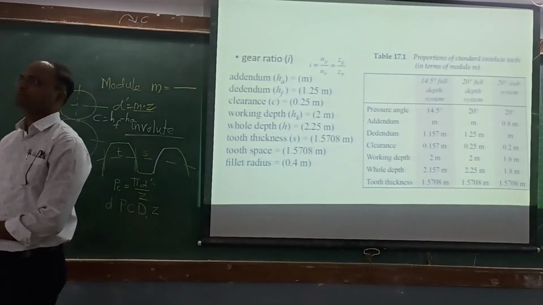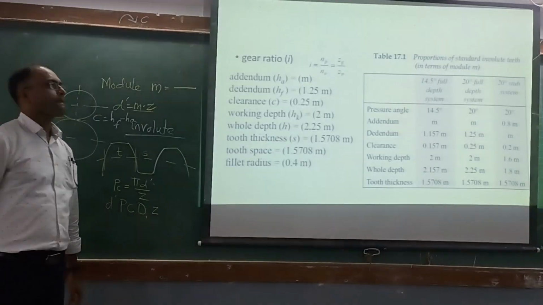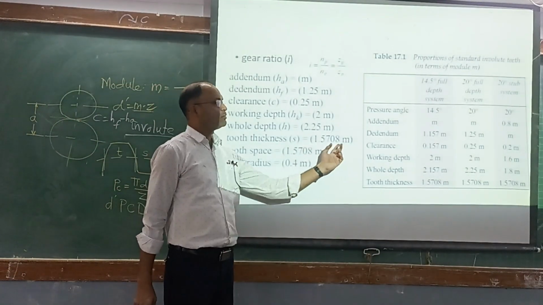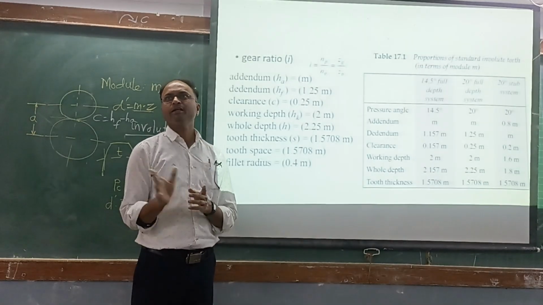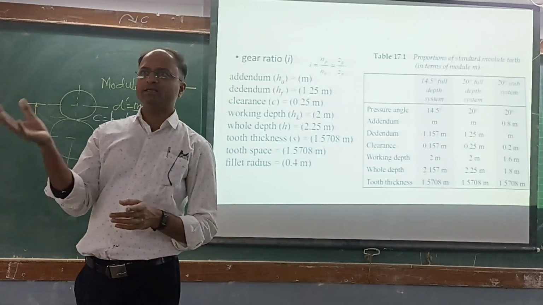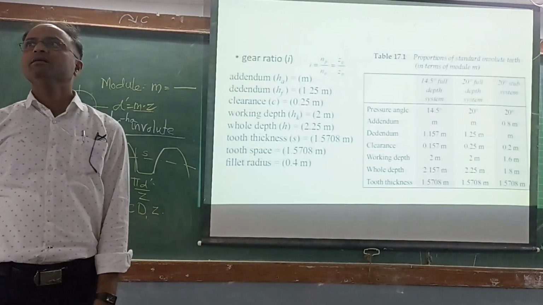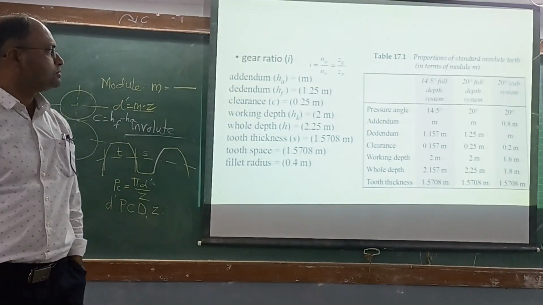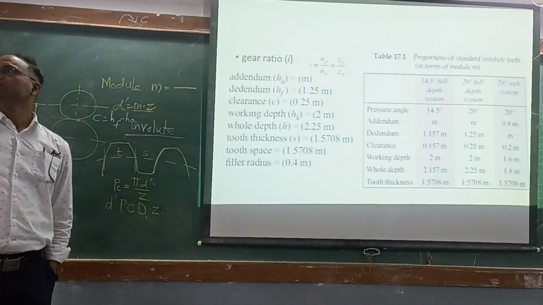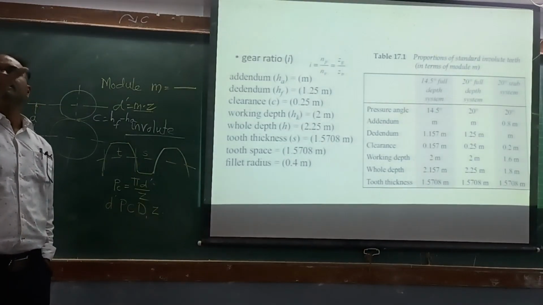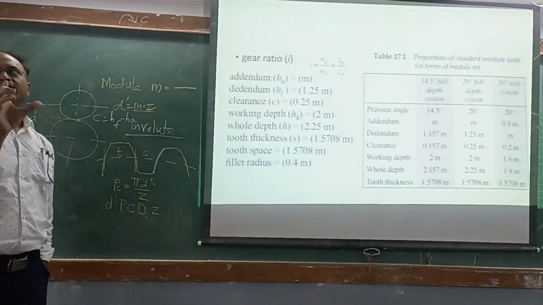Tooth thickness. Tooth का thickness कितना होता है? 20 डिग्री सिस्टम में 1.5708 times module. Module, not meter. जितना टूथ थिकनेस है उतनी टूथ स्पेस. Okay, they cannot be different.